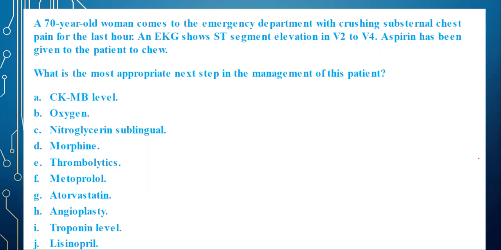This is a tricky part. Once aspirin has been administered, the next question is: a 70-year-old patient coming to you with a substernal chest pain for the last 1 hour. Now you have done an ECG. It shows ST elevation in V2 to V4. Aspirin has been given to this patient. After aspirin, what is your next most appropriate step?